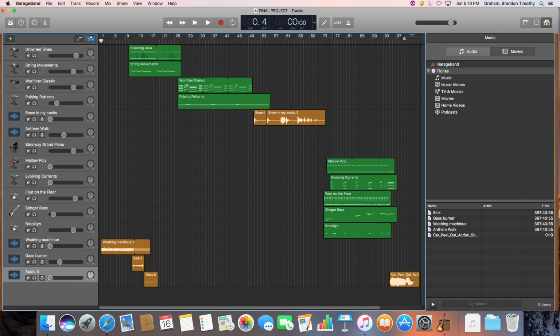And as you can see, it's got components of recorded music and then also MIDI controlled instrument tracks that govern the pace and the feeling of the piece.